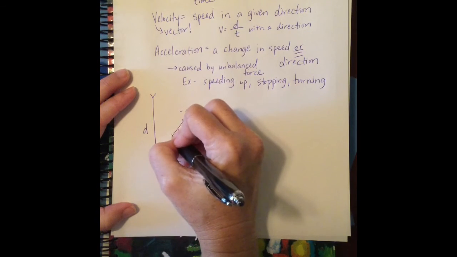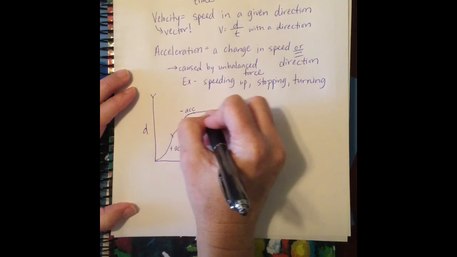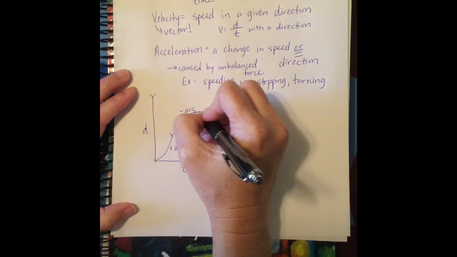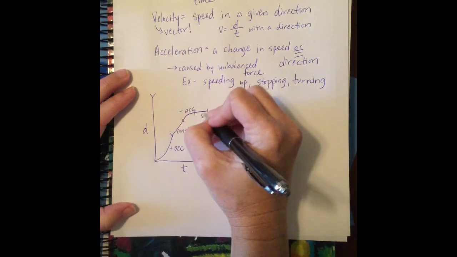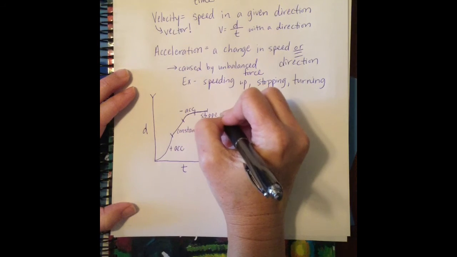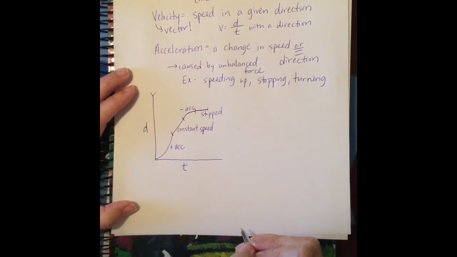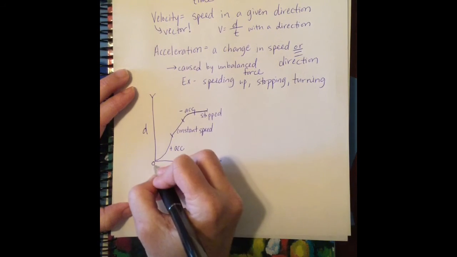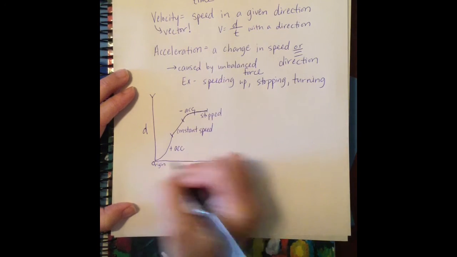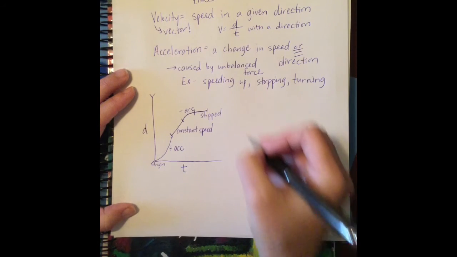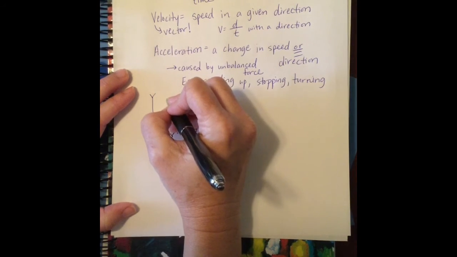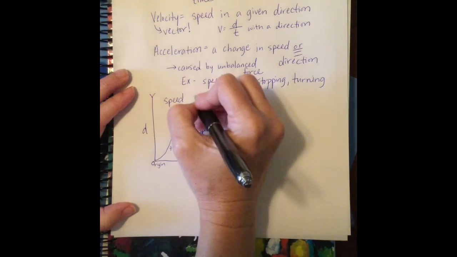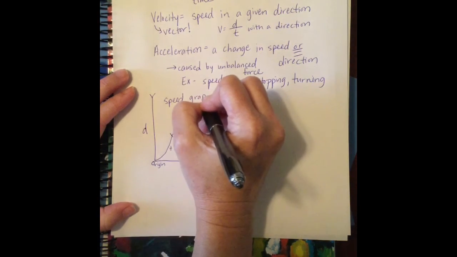And if you see a flat line, okay, flat line means there's no change in distance. So that is when we would have our object at rest or stopped. And always remember that the origin is wherever our journey started there, okay? So that's at zero distance. So that is going to be our speed graph.